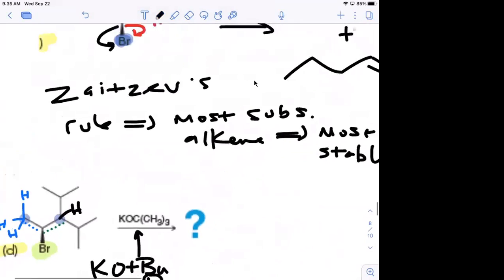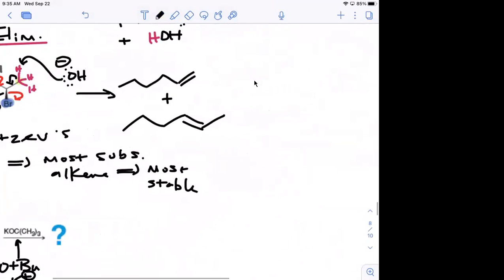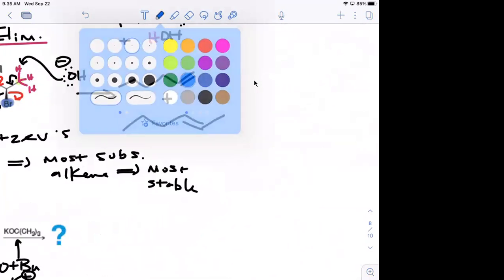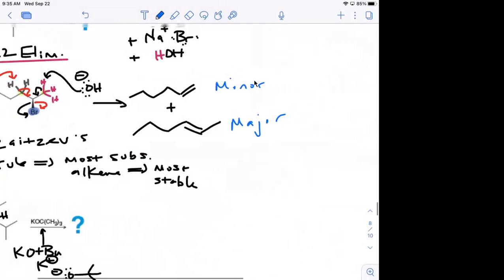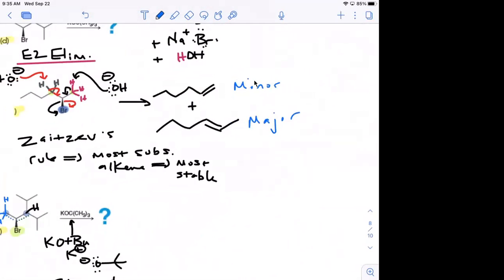Oh, hold up. I don't think we said which one of these was major. Right up top, we didn't complete that. The second product is major. Why? Because it's the most stable, or most substituted. Yeah, it's a disubstituted alkene, right?